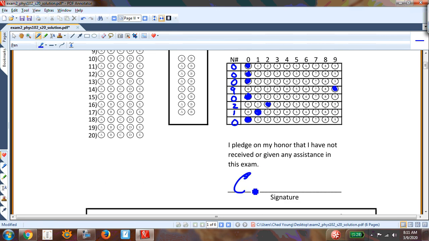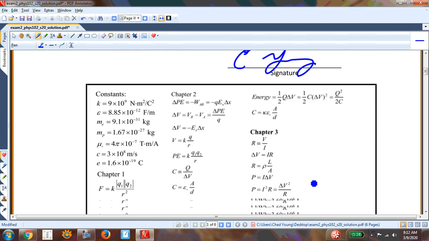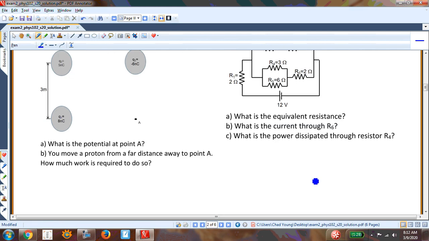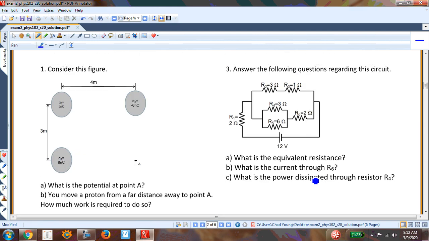And then also, please always remember to sign your honor statement. Your honor is very important to me, and it's very important to you, and it's very important to Nichols. So please make that pledge to me that you will remain honest in taking your exams and have your equations on there. So let's start with the free response.